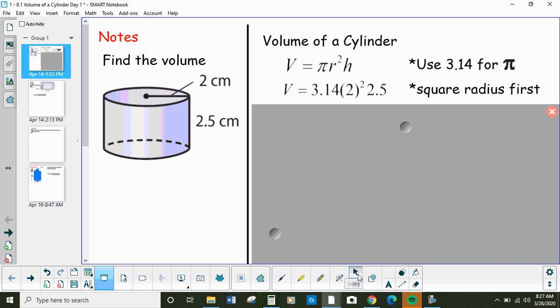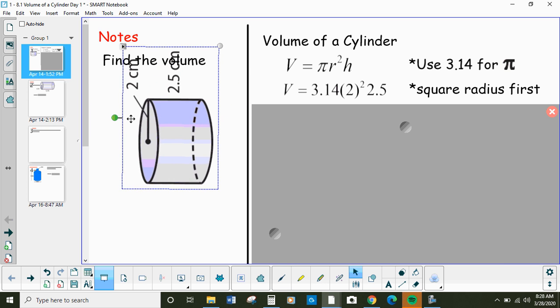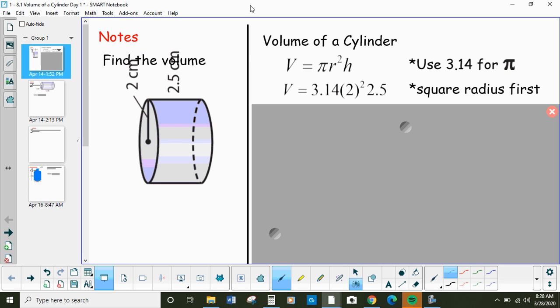But I want to point something out first. You see here that our height is 2.5. The height is 2.5, and we get it from the drawing, right? But I want to point out to you guys that the height is always 2.5, even if I took this shape and I turned it sideways. That height is still 2.5. And the height is the distance between the two bases, the perpendicular distance between the two circles, even if it's laying on its side, that's still the height.